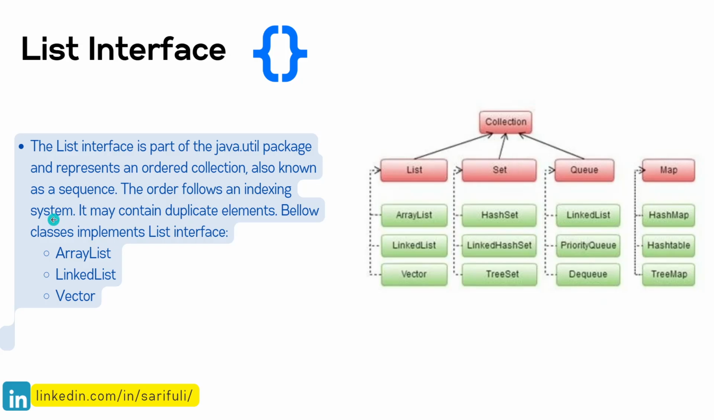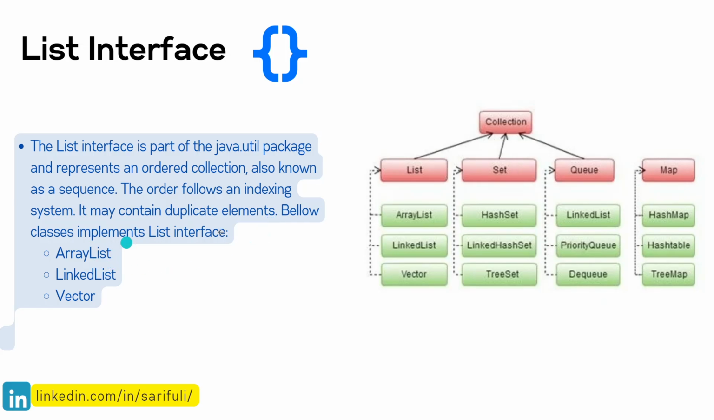It's like an array, right? So what you know is the array. When you store data in an array, it stores the data following the indexing system. It's the same with the list, it does the same thing. But it may contain duplicate elements.